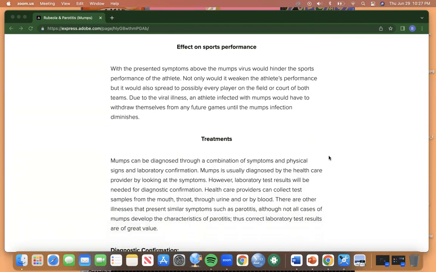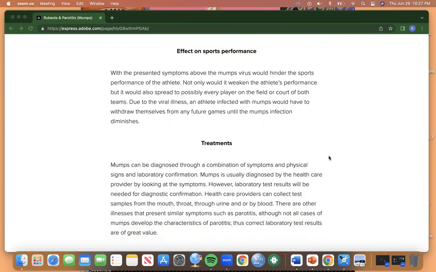Now, treatments. Mumps can be diagnosed through a combination of symptoms and physical signs and laboratory confirmation. Mumps is usually diagnosed by the healthcare provider by looking at the symptoms. However, laboratory test results will be needed for diagnostic confirmation. Healthcare providers can collect test samples from the mouth, throat, through urine, and or by blood. There are other illnesses that present similar symptoms, such as parotitis, although not all cases of mumps develop the characteristics of parotitis. Thus, correct laboratory test results are of great value.